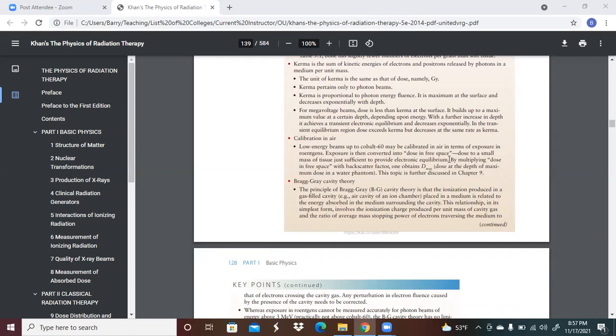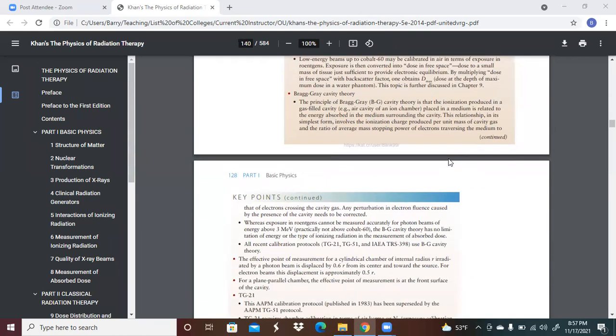Now, there's a lot of discussion in Chapter 9 about this. This is primarily to get you introduced to the idea that we can take exposure for these particular types of beams and figure out what the actual dose is going to be in the patient.